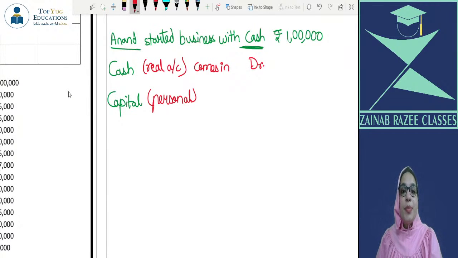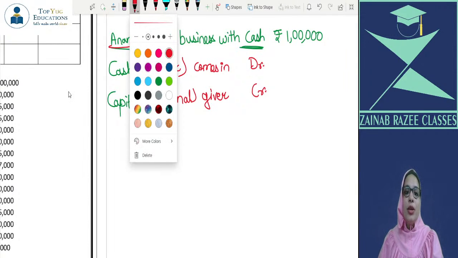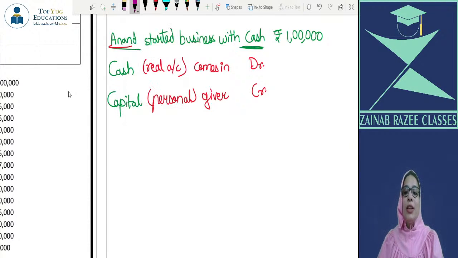And capital is a personal account. The rule is debit the receiver from business, credit the giver to business. Don't you think Anand gave amount to business? So Anand is the giver. Hence capital is credited. Right? This is as per traditional approach. And now the same thing if I think from modern approach.